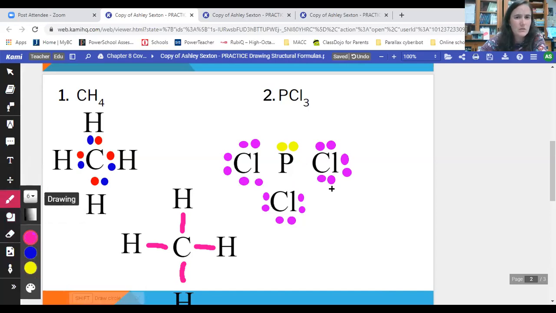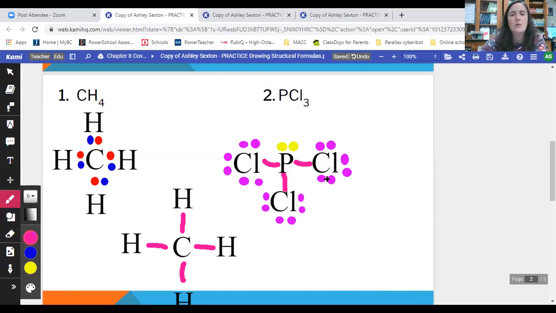Where's my shape? No, I want to draw. So here's a bond here, that's sharing 2. Here's a bond here, that's sharing 2. And here's a bond here. I did not delete these because I needed these to show that these are the lone pairs of electrons that are not being shared at the moment.